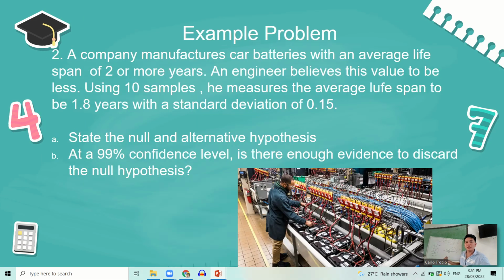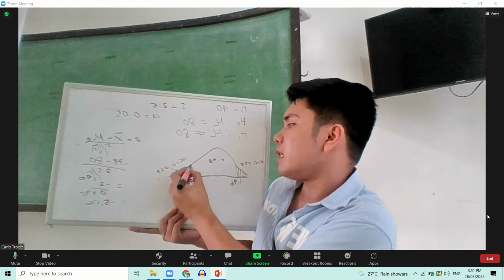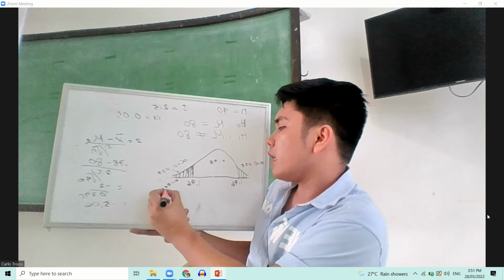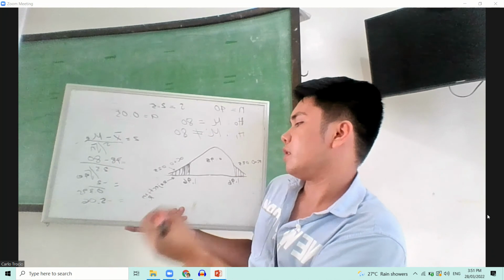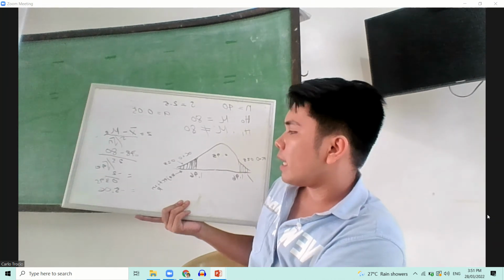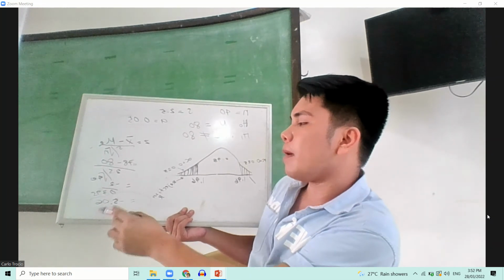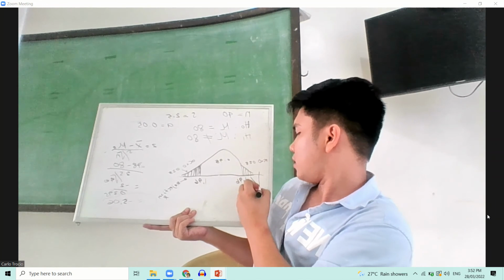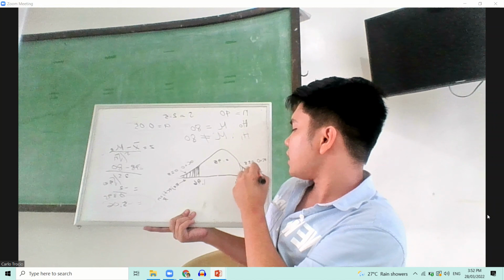Okay, let's go back to the problem. Again, that is 1.96. This is the rejection area. Try to remember, this is the rejection area or region. The same also here. This is the rejection area region. Then, since our critical value is negative 5.06, that is somewhere here. Negative 5.06 is included in the rejection area.